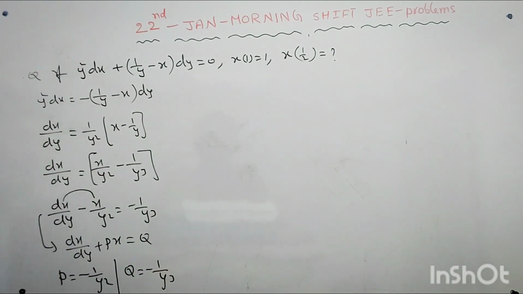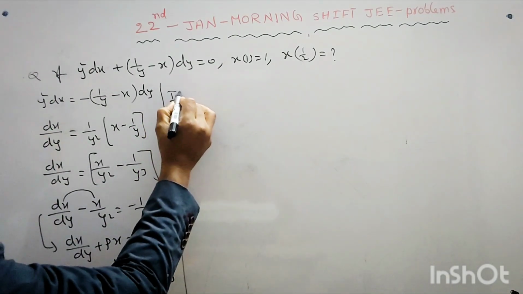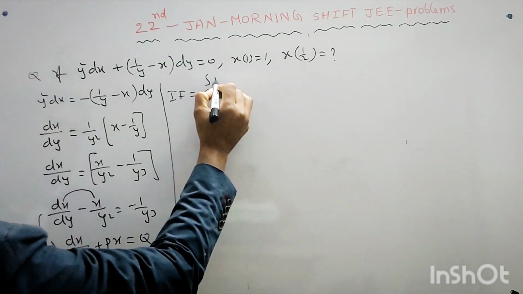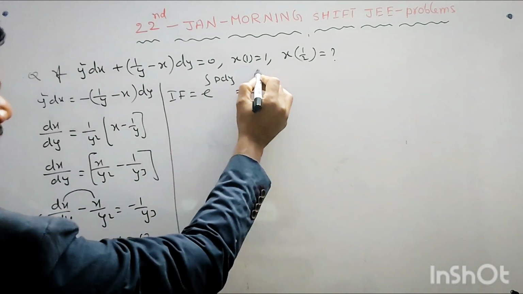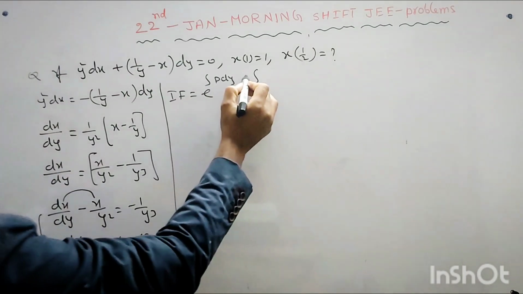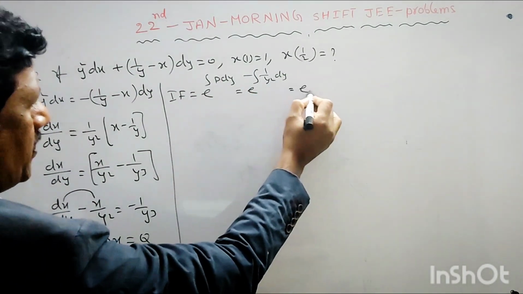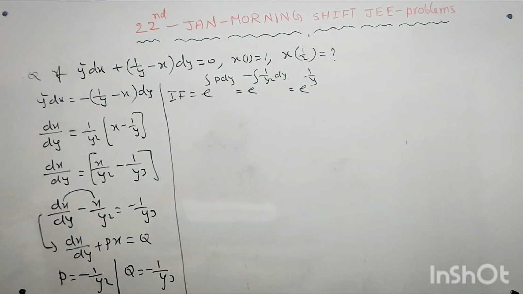Okay, right? Then after that you find out the integrating factor, IF. Integrating factor is e power integration of p dy. That means what will we get then? E power integration of 1 by y square dy. So after simplification, after integration, you will get 1 by y. E power 1 by y will come.